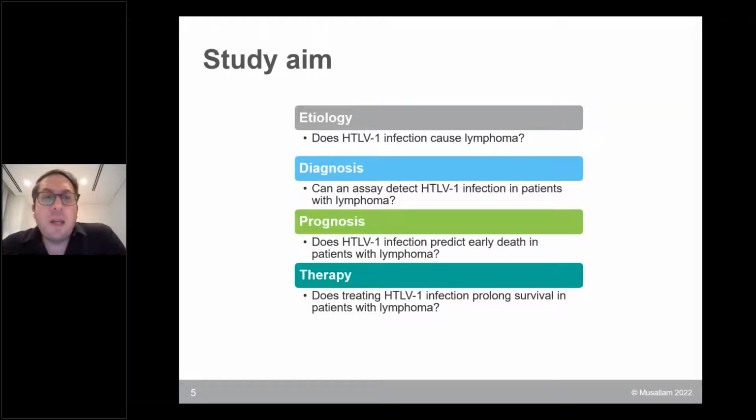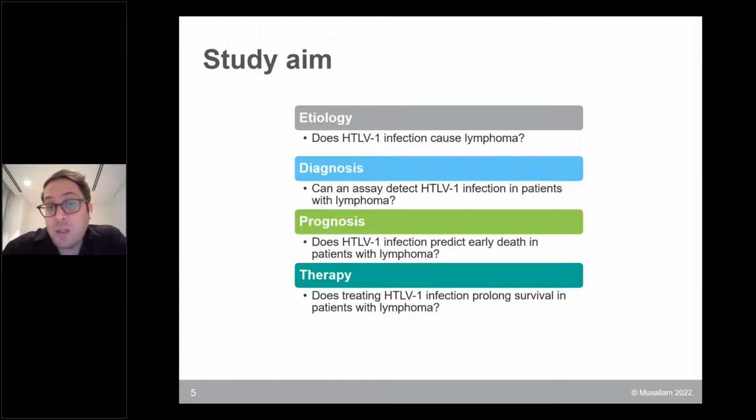When we talk about study aim, I usually try to classify those into four baskets. So what is the aim of a study? You can always conduct a study for answering a question about etiology or causation or causal factors. So for example, does HTLV1, which is a type of virus infection, cause lymphoma? That's an etiologic question, study aim.